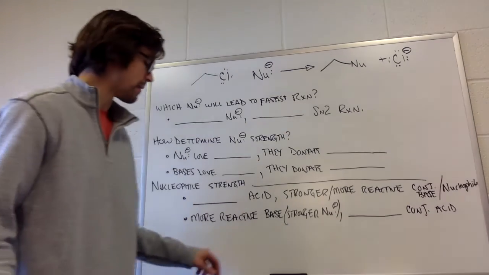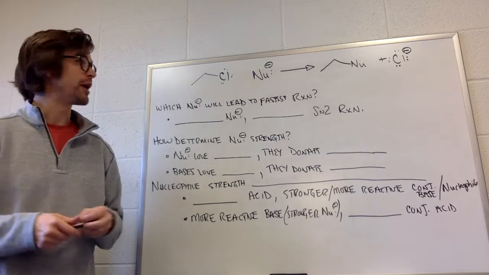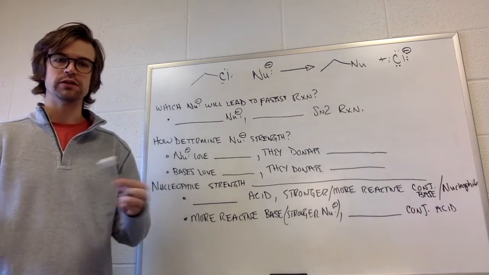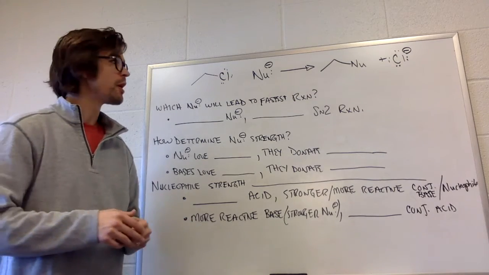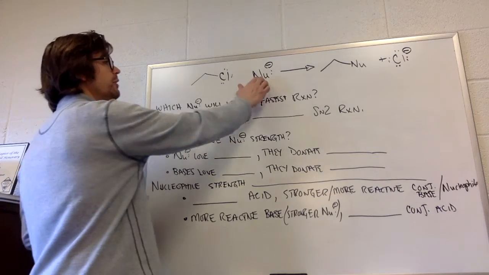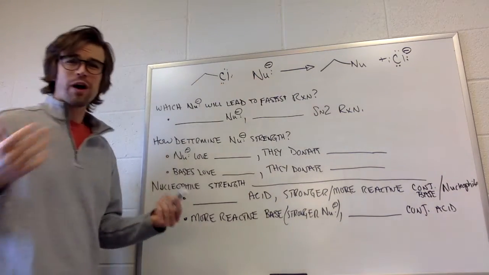All right, so now we're going to talk about the rates of these SN2 reactions and what causes them to be a fast reaction versus a slow reaction, etc. And again, what's an SN2 reaction? It's this nucleophile replacing a halogen on a carbon skeleton. And why does that happen?